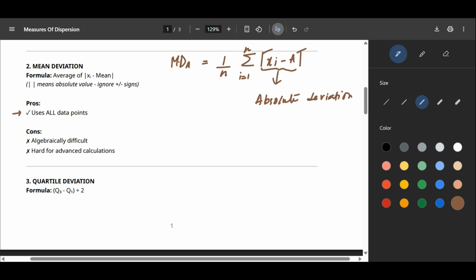And disadvantages, but here's the catch. Ignoring the signs by taking the absolute value makes it mathematically clunky. It's not very friendly for advanced algebraic treatments. It's like trying to do complex surgery with a butter knife.